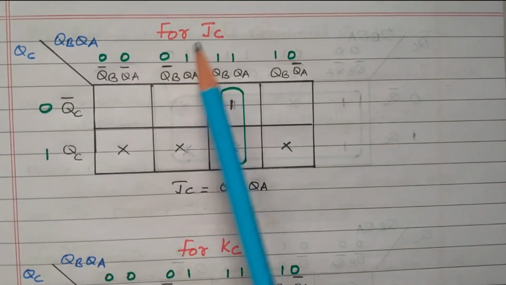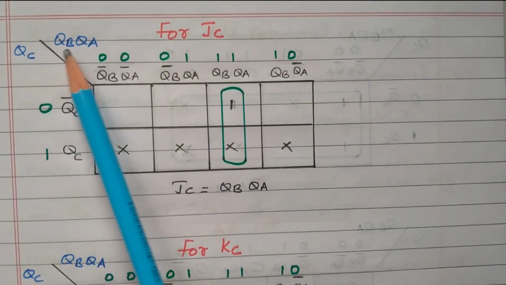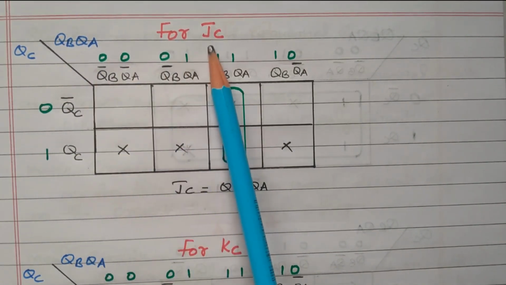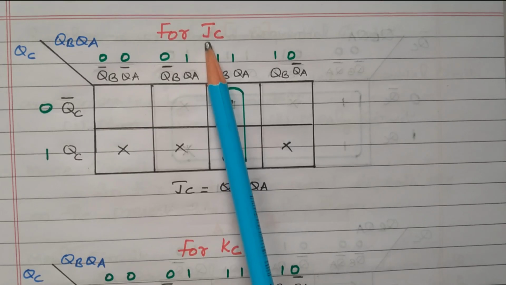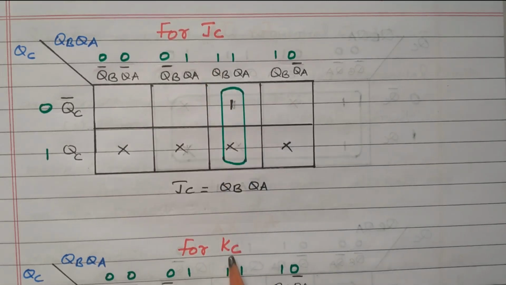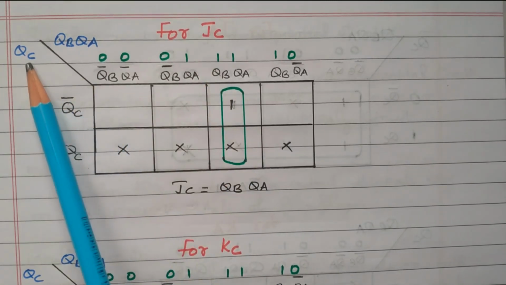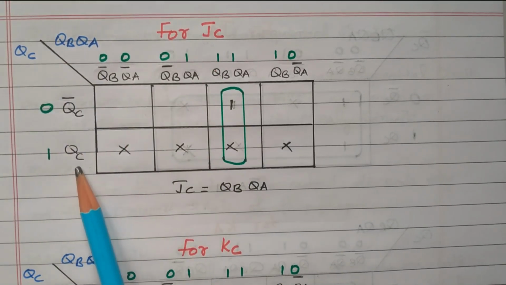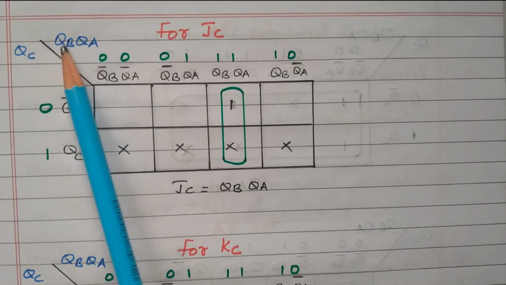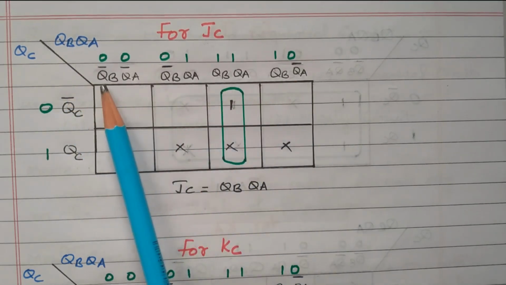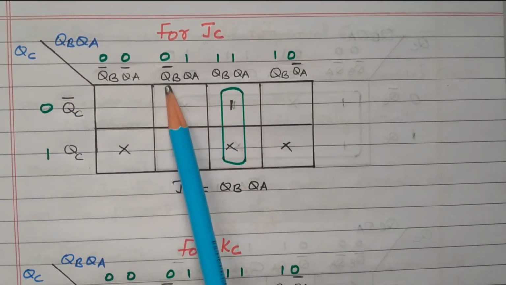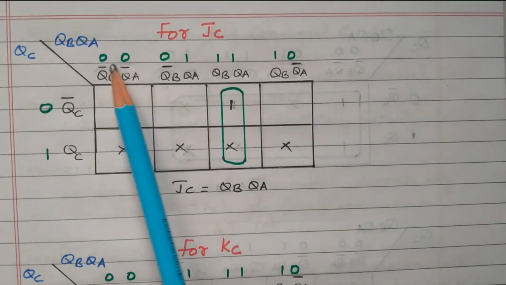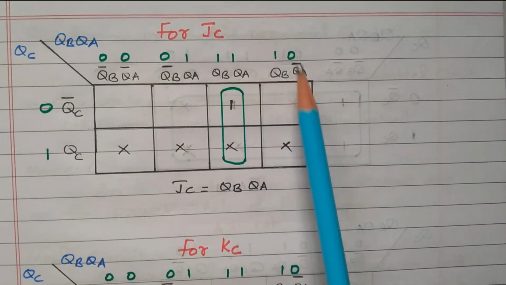So for JC, the inputs are QC, QB, QA, the current states. The current states are the input, and the output is the expression for the C flip-flop J. Similarly, we can go for K. The inputs are QC, QB, QA. QC has 2 combinations, QC bar and QC. QB, QA has 2 variables, so 4 combinations are available: QB bar QA bar, QB bar QA, QB QA, QB QA bar. That is 0 0, 0 1, 1 1, 1 0.